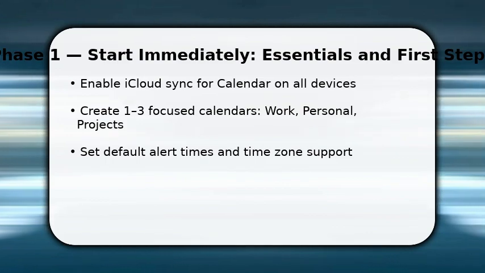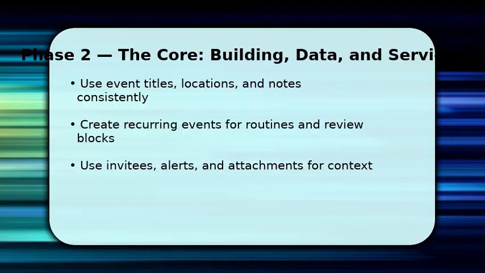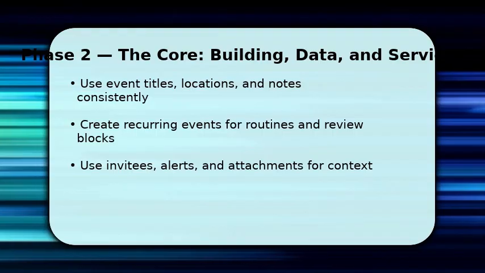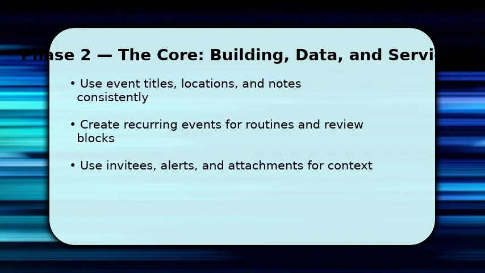Now you structure actual entries to become reliable planning signals. Use short, consistent titles and fill location and notes with checklists or links so you can act quickly. Make recurring events for routines, daily focus, weekly review, monthly planning, so habit is automated. Add invitees when teamwork matters, attach documents for reference, and layer multiple alerts for preparation and start reminders.